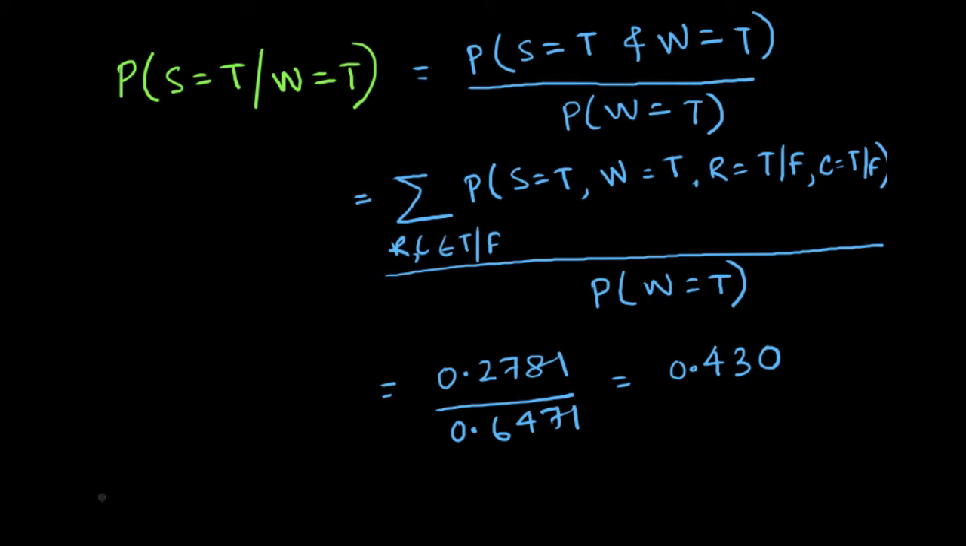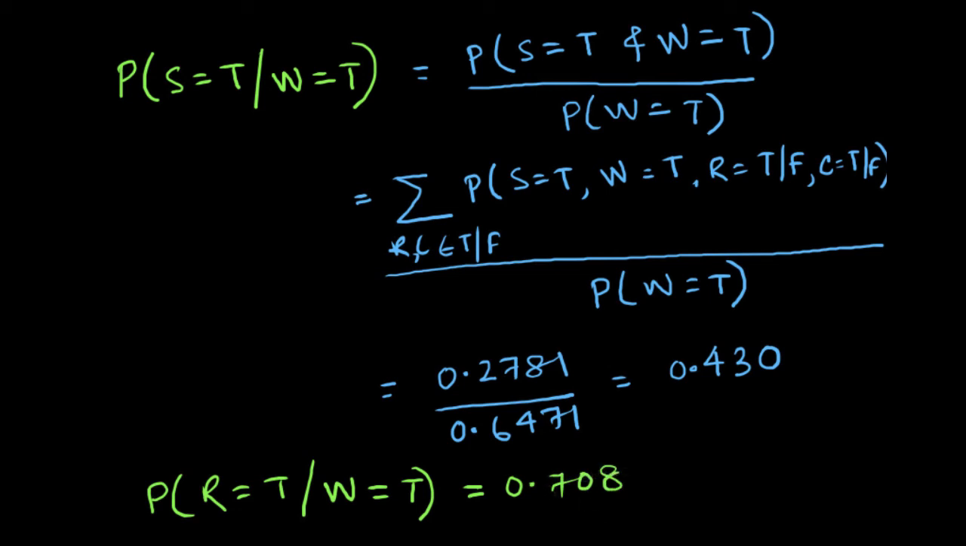Similarly, you could also calculate the probability of the rain being true provided the grass was wet, and if you do the same process, what you will find is that the probability is 0.708. So what does this mean? What this means is that if you found the grass to be wet, it is more likely to be due to rain than due to the sprinkler.